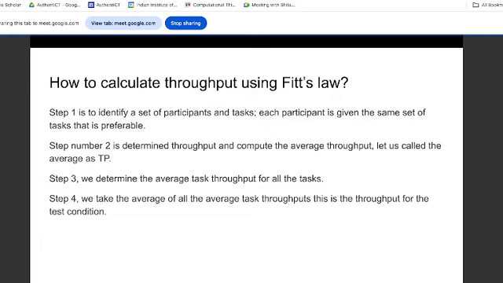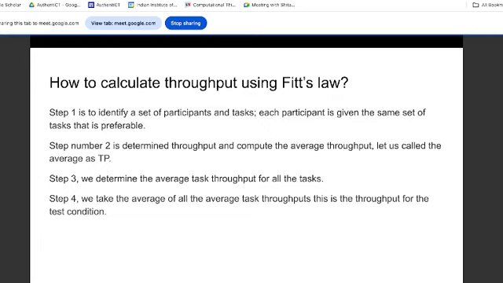Then we determine the average task throughput for all the tasks. First we gave the same task to everybody. Then we give another task to everybody, and then another task to everybody. Now we have the set of tasks and we have the set of average throughputs.